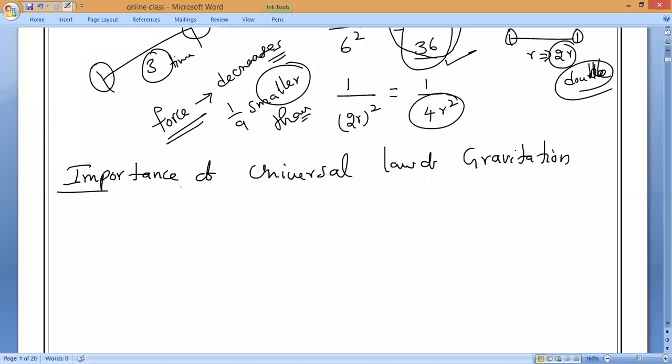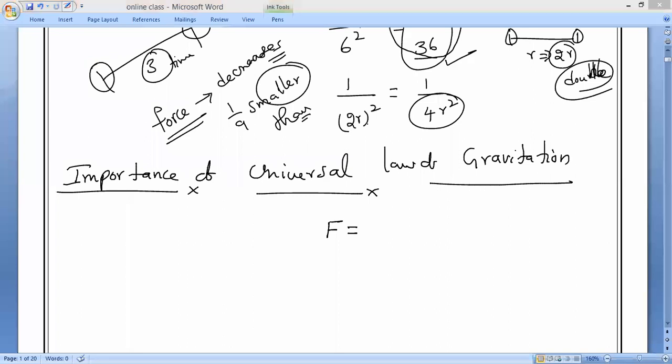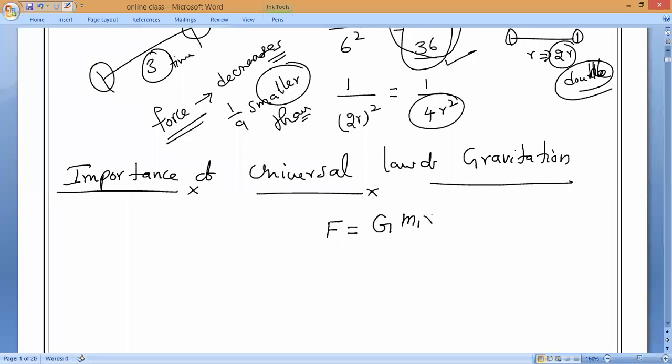So as we know, can anybody tell me what is the universal law of gravitation formula, please? Force F is equal to, try to open your mind. Capital F is equal to capital G into, as we know, M1 into M2.